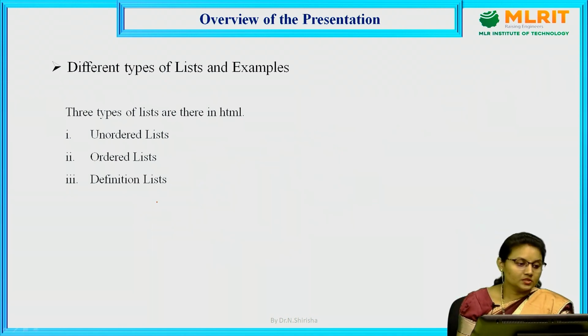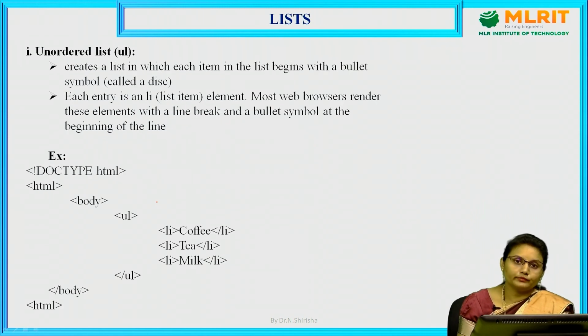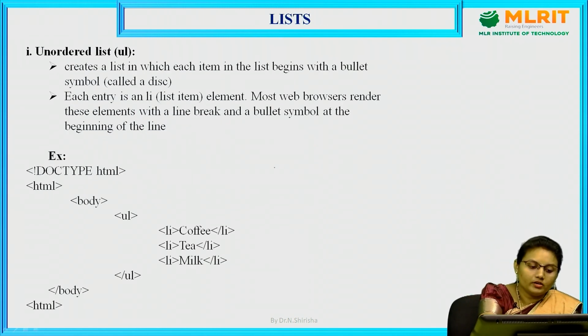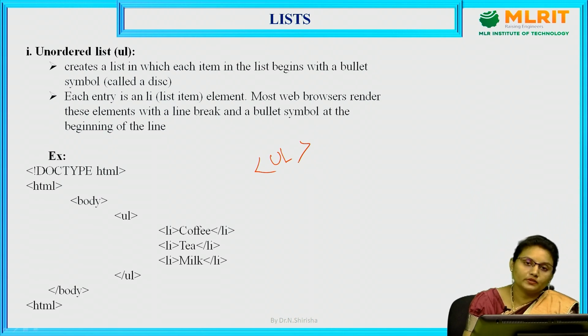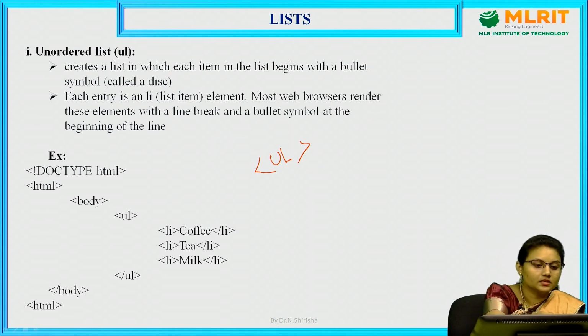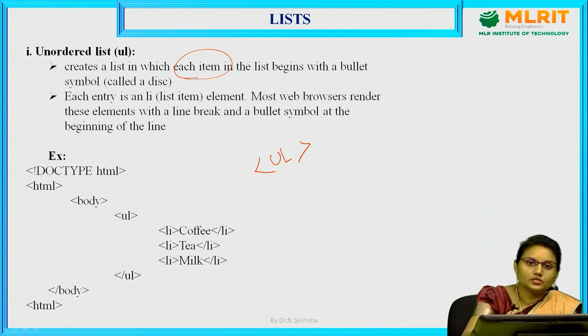Clear? So we'll see how to write these lists, how to write a sample HTML program with the help of examples. Coming to the first one, unordered list. Unordered, as the name indicates, take the first two letters, U and L. This will form a tag. If you give angular brackets around these, it becomes the tag for unordered list. Create a list with each item. However many items you want, that many you have to mention.